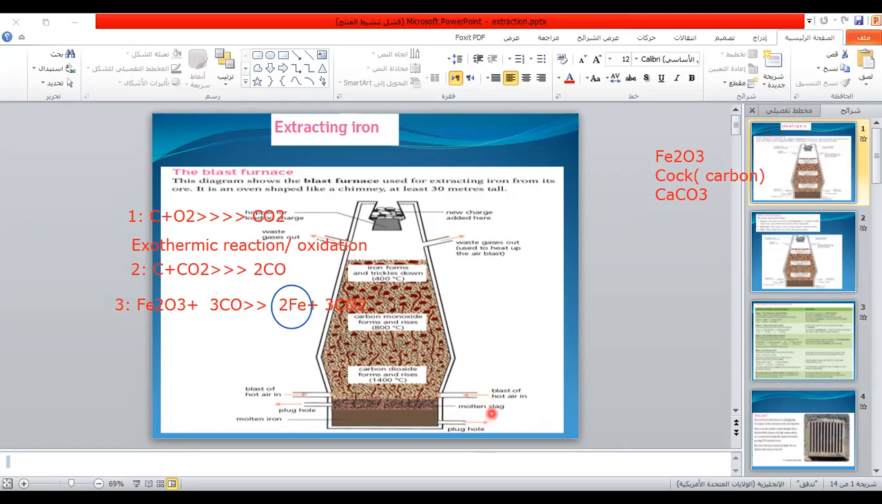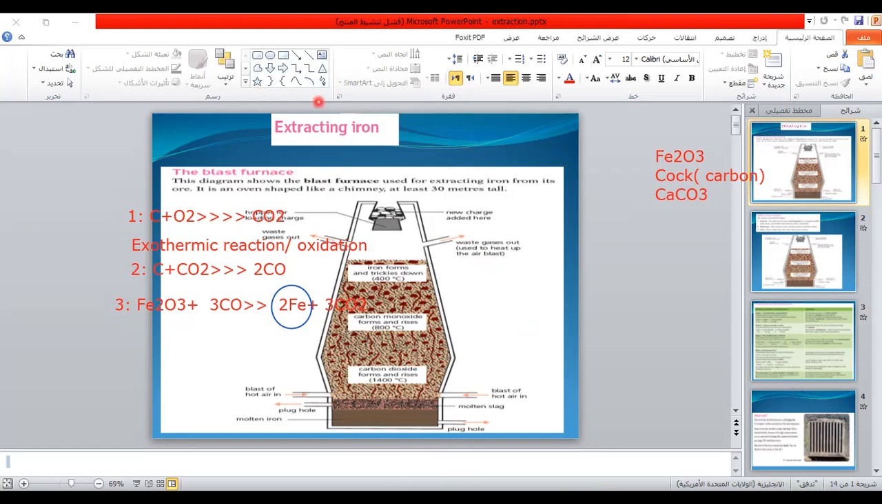In this area here, we have carbon dioxide. In the middle of the blast furnace, there is carbon monoxide. At the top of the blast furnace, there is iron. Iron will be in a molten state, so it will go down. I can extract iron from this hole at the end of the blast furnace.